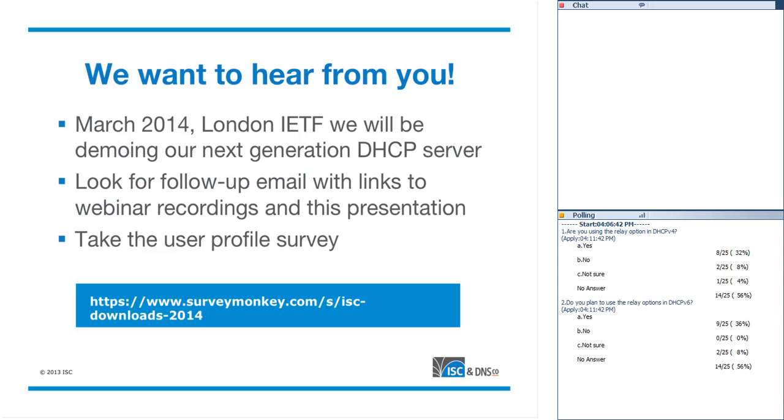If you happen to be at the next IETF in London, we will be demoing our next generation DHCP server there, and this is separate code from what we've been talking about here today, and some of you may know it by its code name of Kia. We actually demoed it last month at the Vancouver IETF for the first time. We're very excited about what's happening in that area and what we're hearing back in response to what we're showing folks. So please be on the lookout for that.